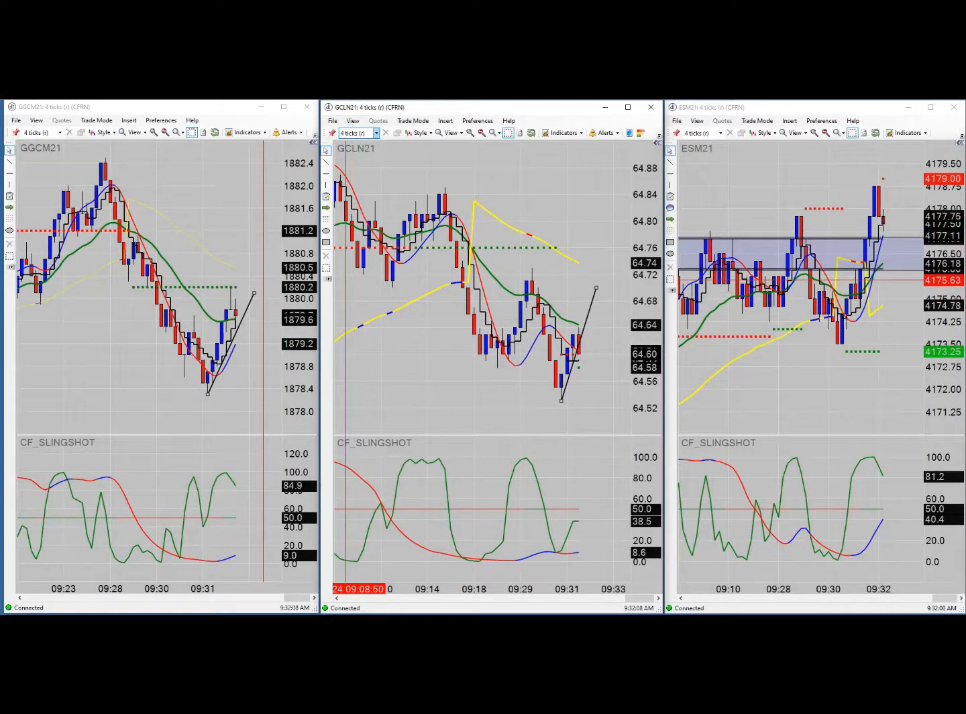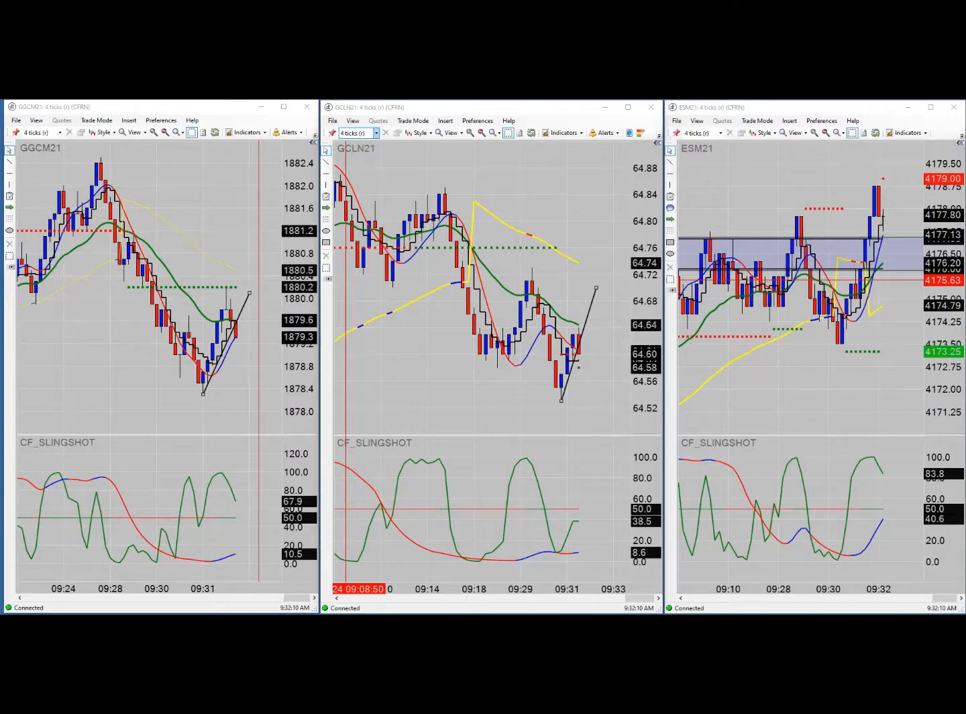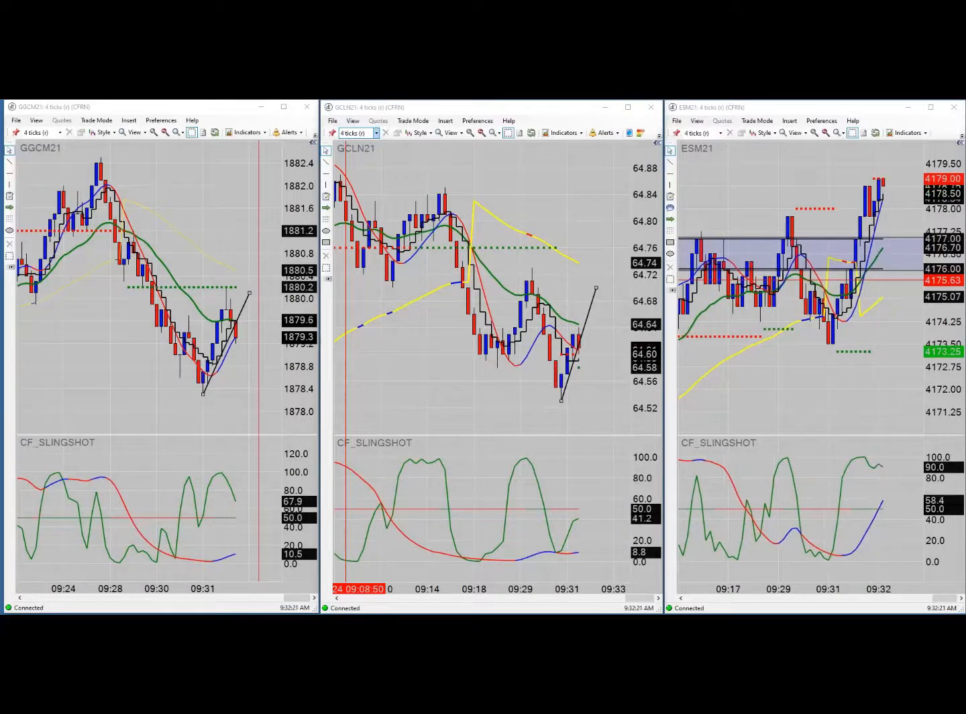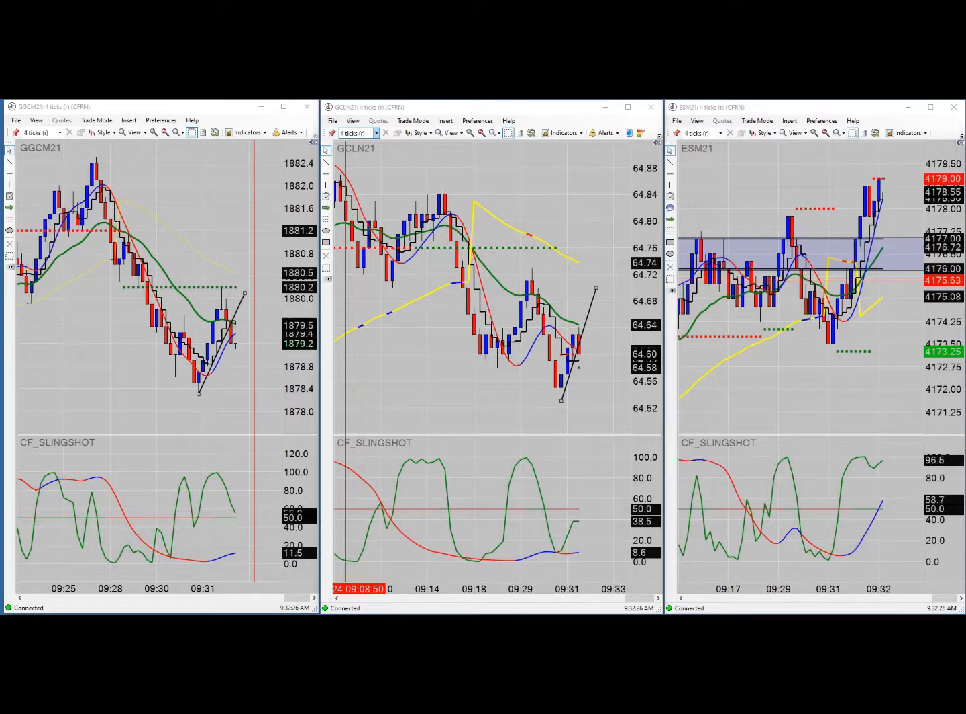Well, I really got to rework this thing. And it looks like I have to sign in on this or sign out on this. Sorry, I'm trying to get the NinjaTrader stuff going.